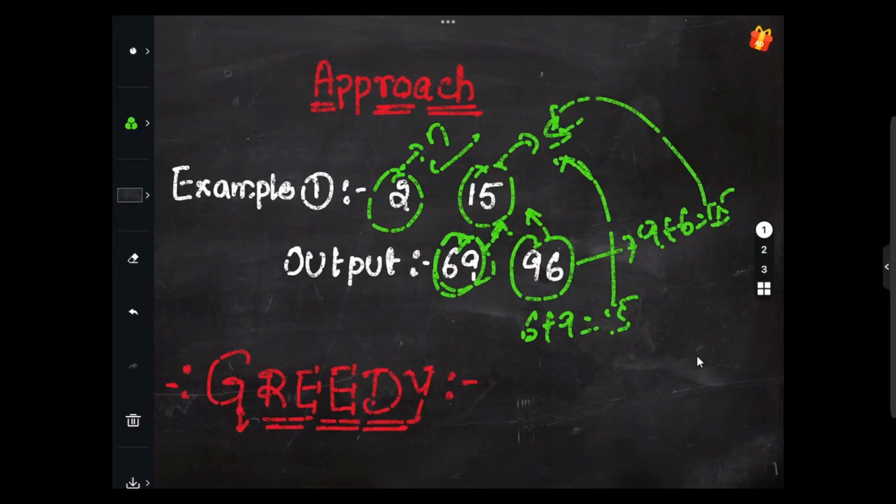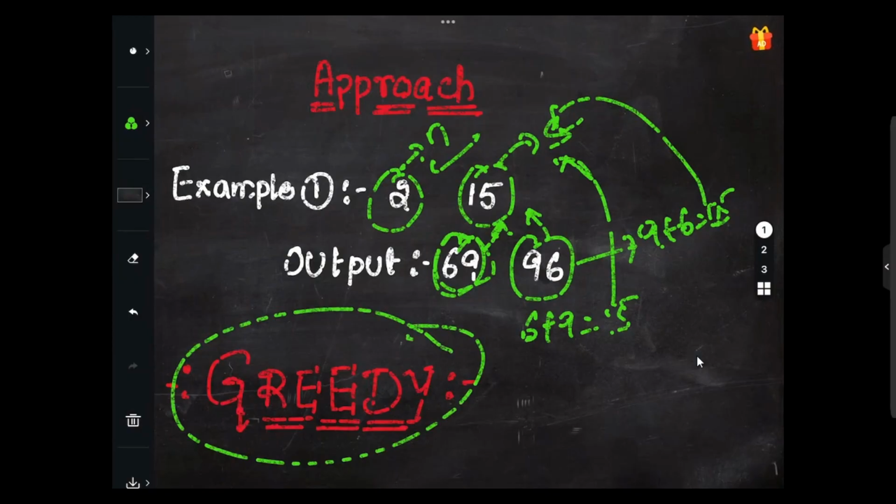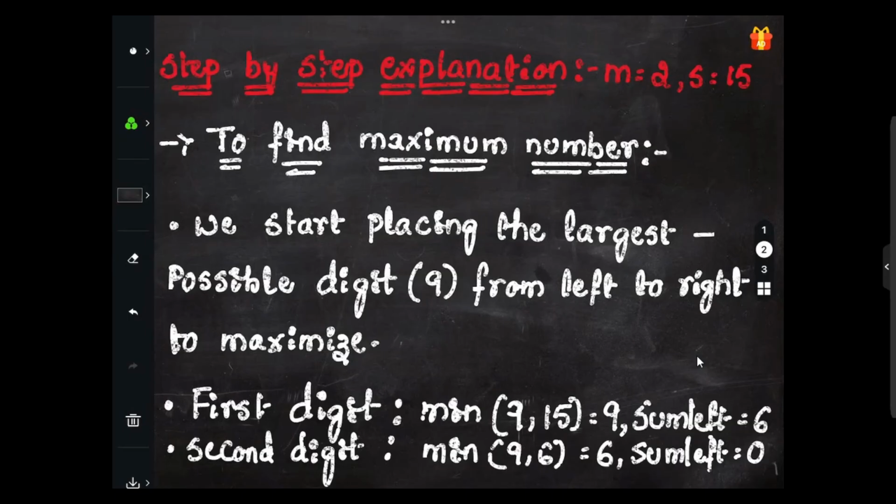This is fine. So we will be going with the greedy approach to solve this problem. Let's move on with the step by step explanation part. So here m we have 2, s we have 15, the same input, the first example. To find the maximum number, we have to find the maximum and the minimum number. So in our case, maximum is 96 and minimum is 69. That's what we need to find.